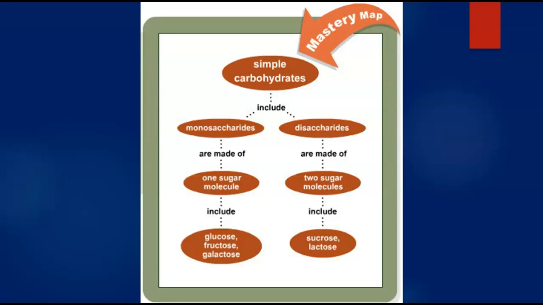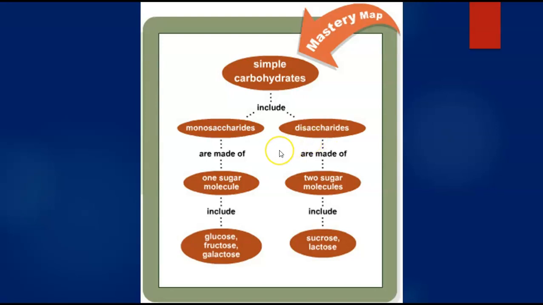So, finishing up lesson 2.12, simple carbohydrates are often used as a source of energy. All carbohydrates contain carbon, hydrogen, and oxygen in a ratio of 1 to 2 to 1. The building blocks of carbohydrates are single sugar molecules. Monosaccharides and disaccharides are simple carbohydrates made of 1 or 2 sugars, respectively. Simple carbohydrates may bond to one another to make complex carbohydrates, which are the focus of the next lesson.